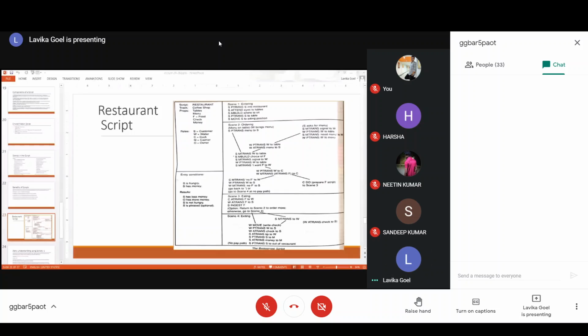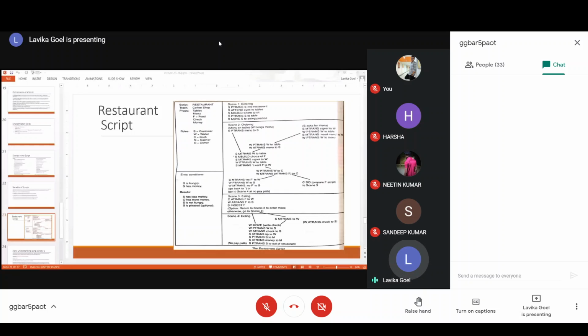Now he is ordering, in scene two. There are two things. The menu might be there on the table or the menu might not be there on the table. If the menu is not there on the table, he'll ask the waiter to bring the menu. And if the menu is there on the table, he'll directly start ordering, he'll directly call the waiter to order. So we have taken both the things. First of all, let us assume that the menu is there on the table.